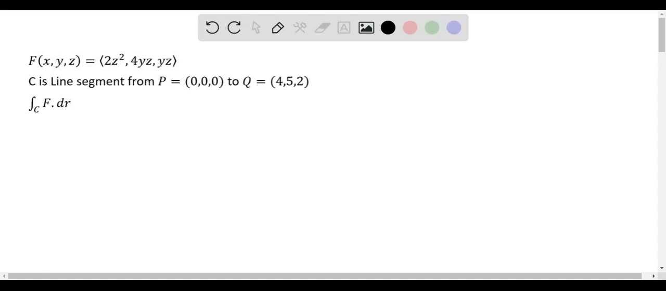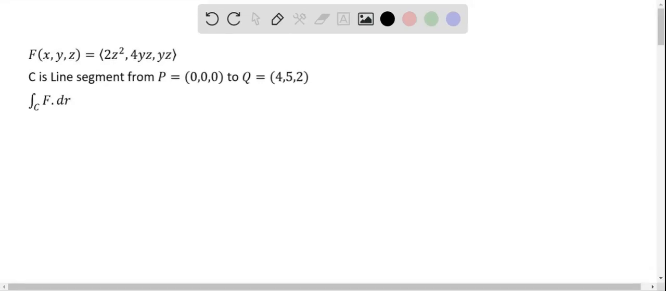We now evaluate the line integral of this vector field, which is given as F of x, y, z equals 2z squared, 4yz, yz, and the line goes from the point P, which is 0, 0, 0, to point Q, which is 4, 5, 2. So basically we have to evaluate this line integral F dot dr. Let's understand the steps that we are going to perform to evaluate this line integral.